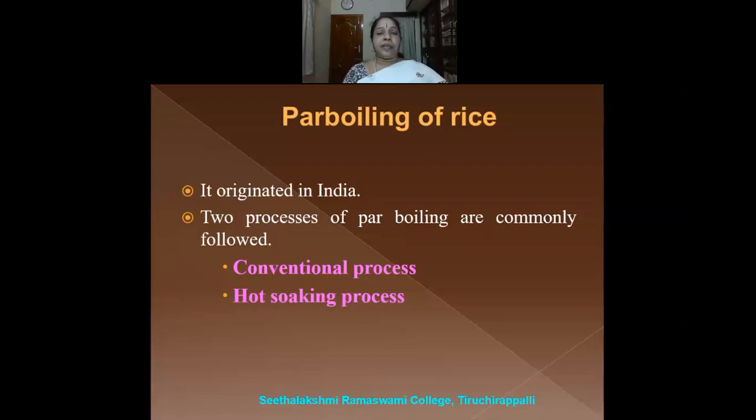The next process is very important. It is called as the parboiling of rice. The parboiling of rice originated in India. Two processes of parboiling are commonly followed. They are called as the conventional process and the hot soaking process.